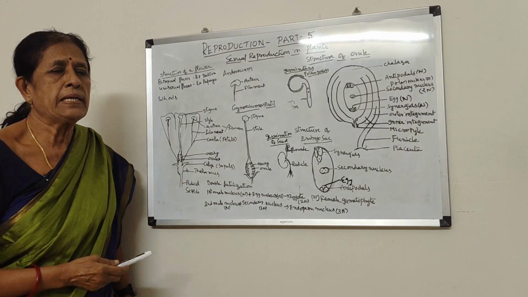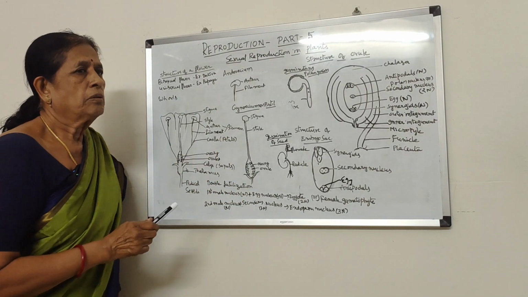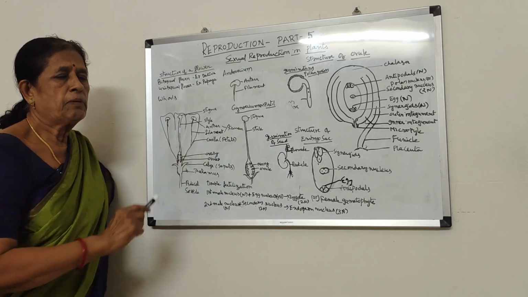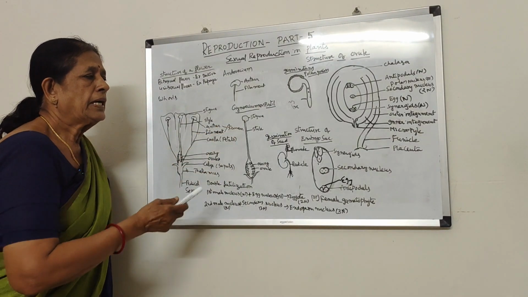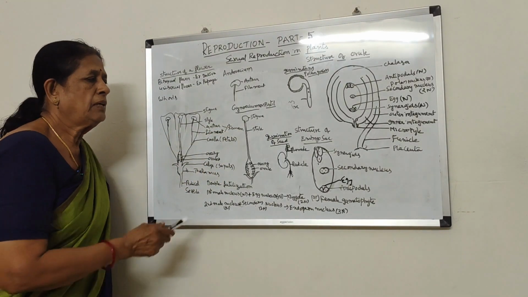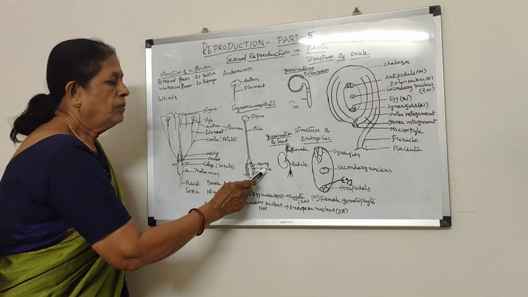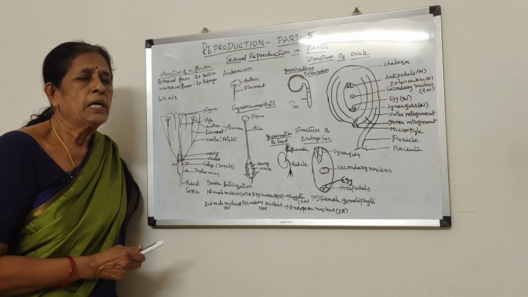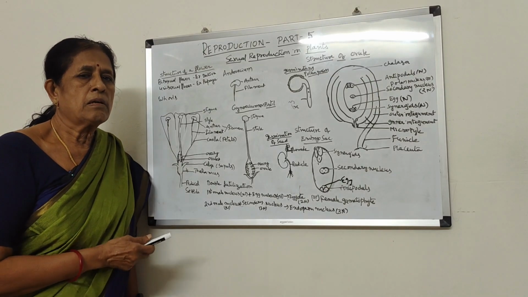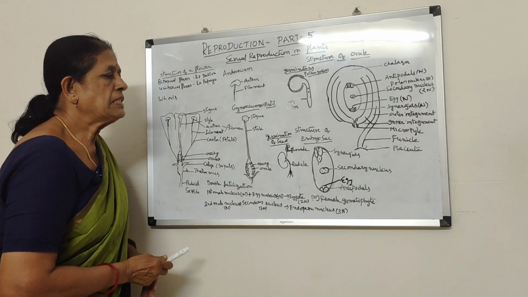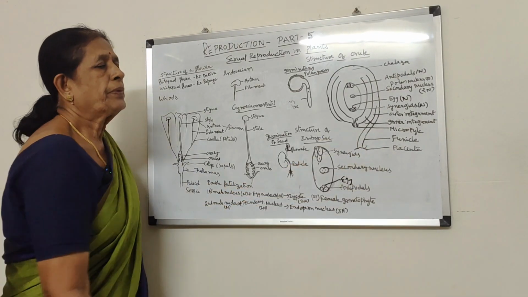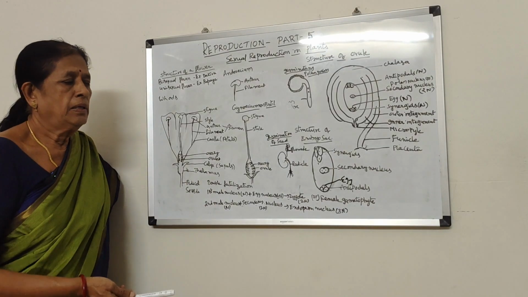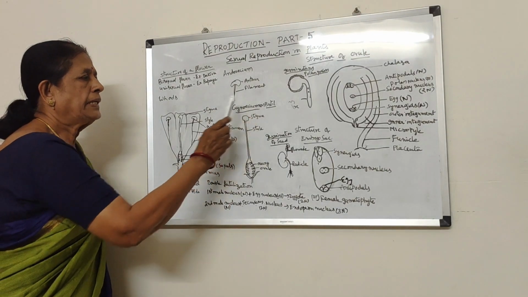Stigma is sticky in its nature, and so the pollen grains, during the time of pollination, get attached, stick to the stigma part of the flower. The ovules in the ovary attach to the wall of the ovary by means of a soft cushion-like structure which is called as placenta. So this is the structure of gynoecium.